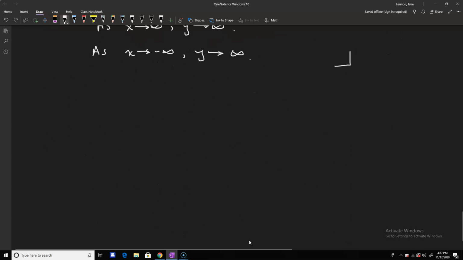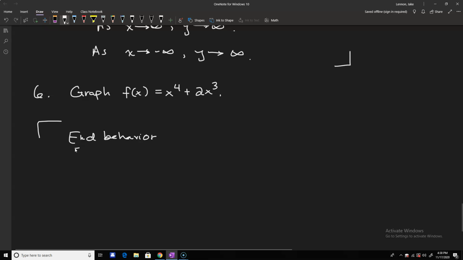Let's take it a bit farther in this next example, and let's go ahead and just try and graph. So let's say graph f of x equals x to the 4th plus 2x cubed. So we need to talk about the end behavior first. So that's just like we were doing in the previous example. We want to look at the x to the 4th. So that's positive and even still. So we know both sides rise.